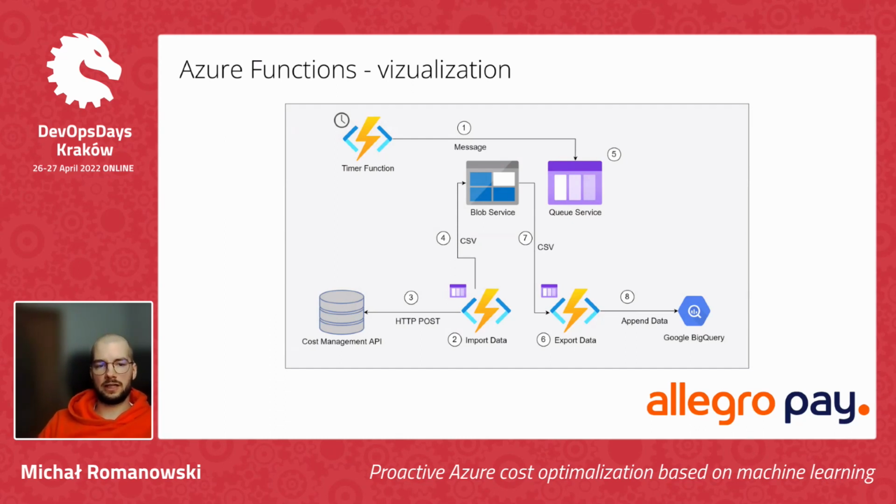Then in the fourth step, the response from the API is converted into a CSV file and put on the blob service. In the fifth step, the same function puts a new message on the queue service, which is then read by the export data function. And in the seventh step, the CSV file is read from the blob service. The export data function is doing some pre-processing, and then the new data is appended to a BigQuery service.